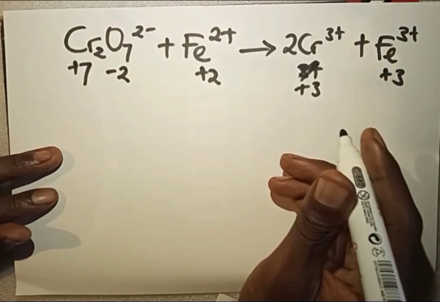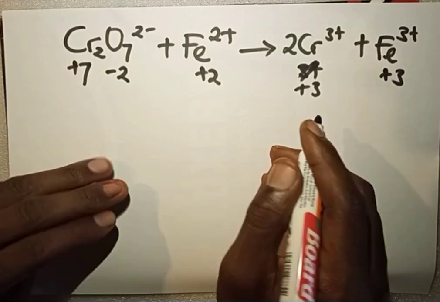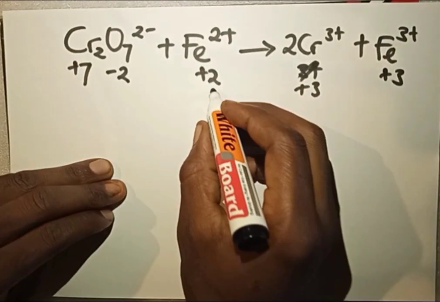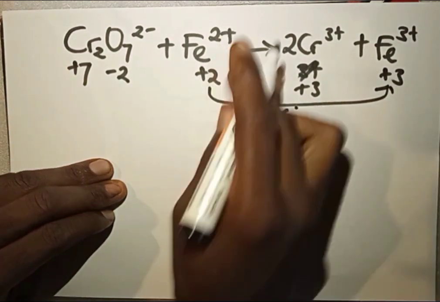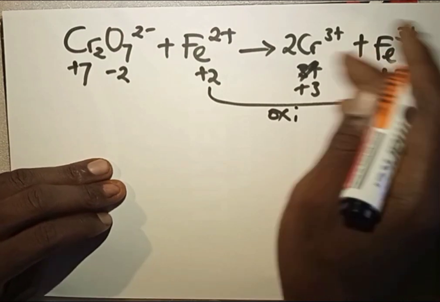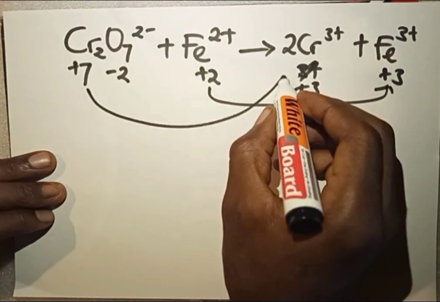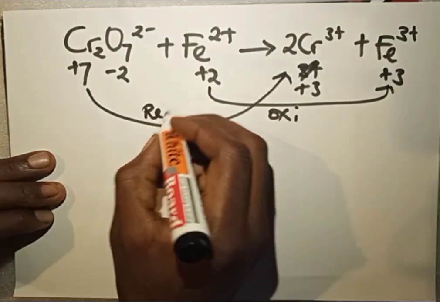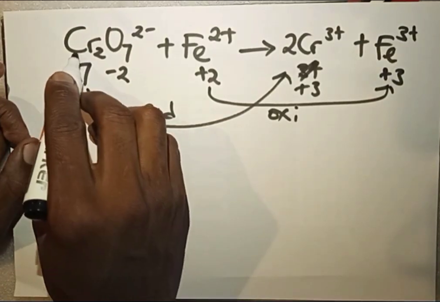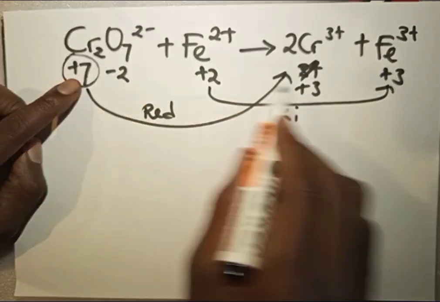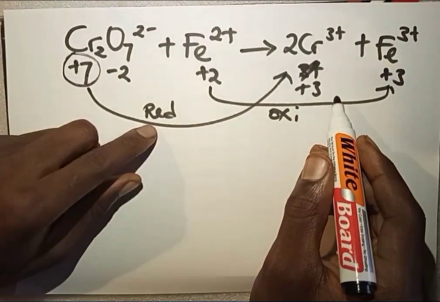As clear as that. So meaning, which one will be the oxidation half reaction? It will be this one for iron. This to this will be oxidation, because the oxidation number has increased, meaning oxidation is happening here. From this to this will be reduction. Why? Because the oxidation number has reduced from positive 7 to positive 3. This alone is reduction.